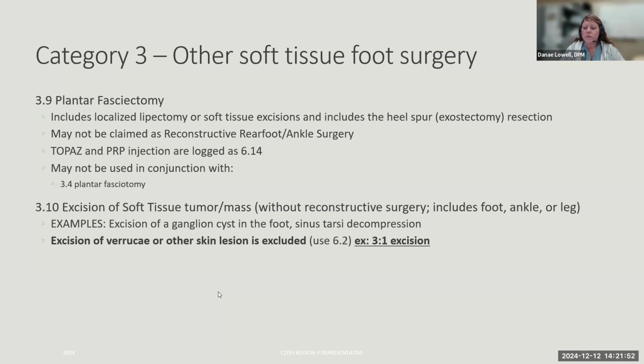Subcategory 3.4 was plantar fasciotomy. 3.9, plantar fasciectomy. This is not within the category 5 reconstructive rear foot ankle category and does not include TOPAZ or PRP. This is used when radical excision of the plantar fascia occurs for plantar fibromas and is not a simple fasciotomy. 3.10 is reserved for soft tissue mass excision without reconstruction, such as a ganglion cyst, and does not include verruca or other skin lesion excisions like a 3.1.